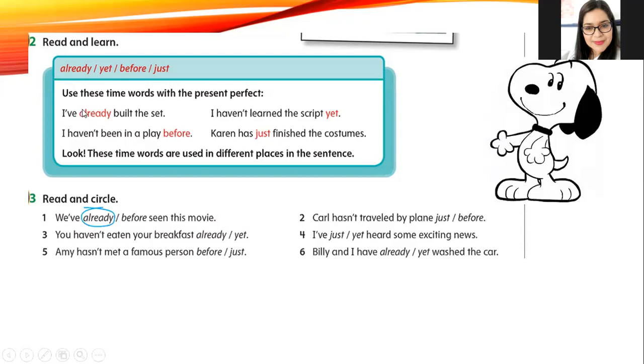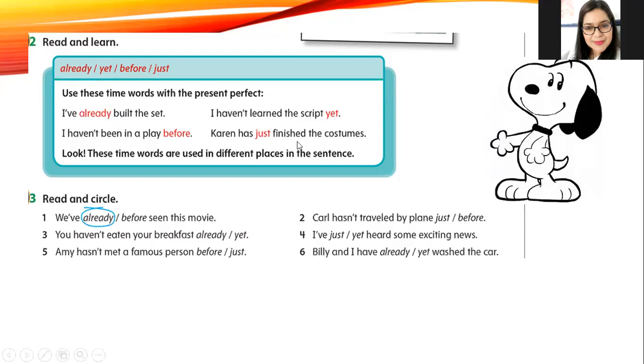So we can use already, and I will explain this because this is a section with already. We can use already in the middle of the sentence or at the end. It's the only one that we can use in the middle or at the end of the sentence, okay? We can say, I built the set already, or I already built the set.